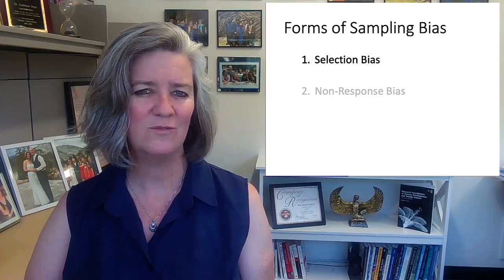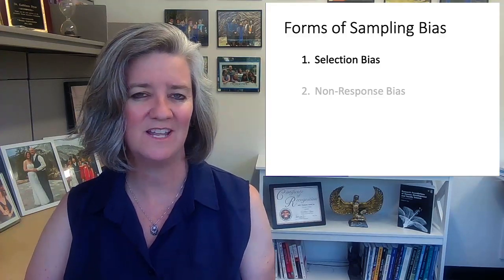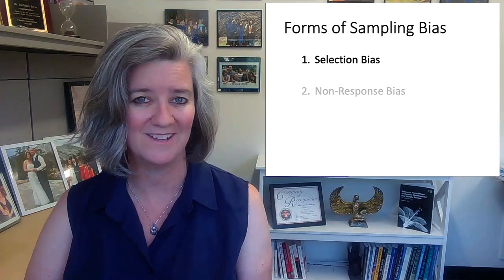So sometimes the results of a study are affected by the selection of the sample, the people who are actually studied. How does that work? There's two kinds of sampling bias. Today, let's just talk about the first, selection bias.